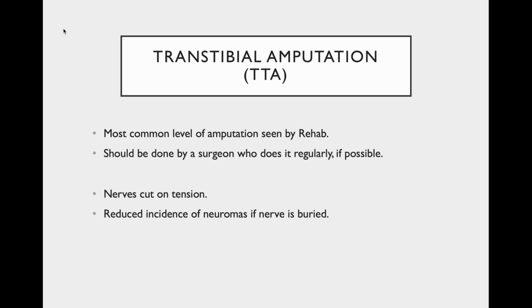During a transtibial amputation, the nerves are cut on tension, so the surgeon will pull out the nerves a little bit and cut it so that it will spring back into the muscles, and this is hopefully to prevent formation of neuromas. Neuromas are painful nerve endings because after an amputation, a nerve can still grow and it's looking for something to innervate. And if it grows long enough and it hits the distal end of a stump, it can be very sensitive and it can actually stop patients from walking. The incidence of neuromas can also be reduced if the nerve is buried into muscle or bone.